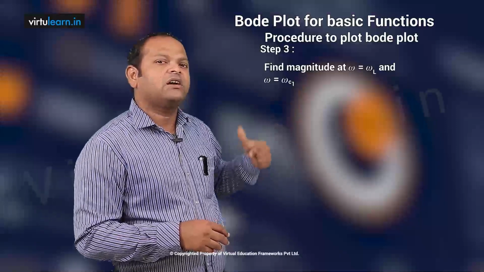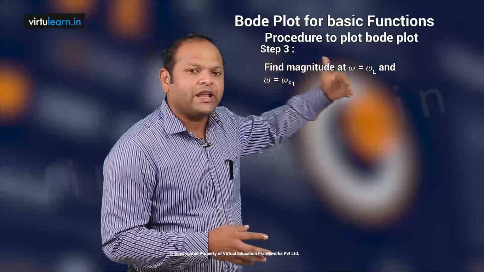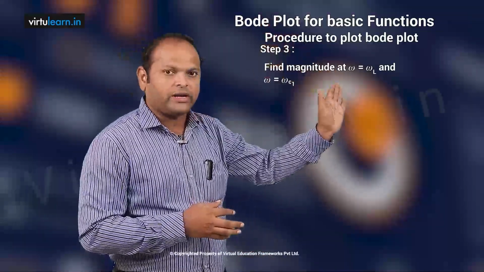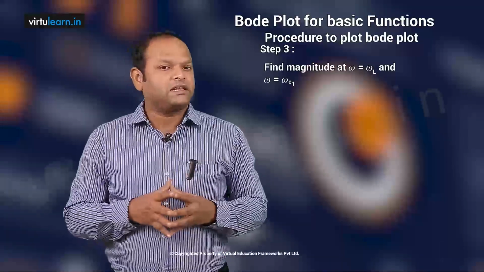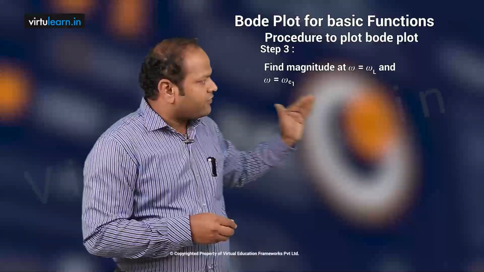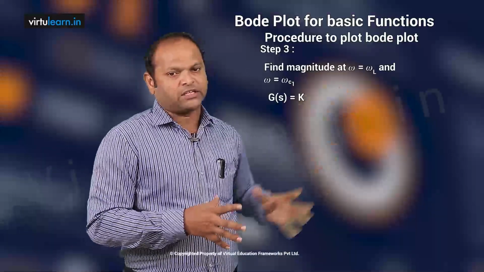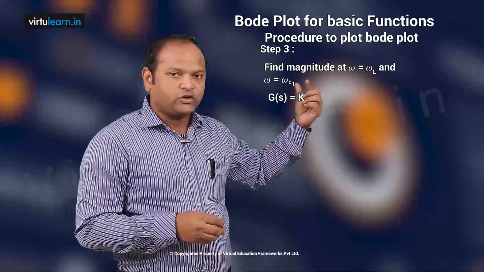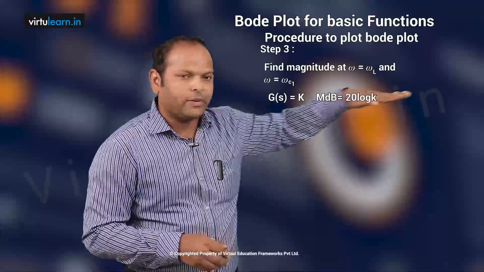I can use the first term. The first term is related to the initial slope of the magnitude plot. So let us take the first term. We know that for the first term it may be either k into s power n, or k by s power n. If at all it is k, then what will be the magnitude MdB? It is 20 log k, which means the slope is 0 dB.